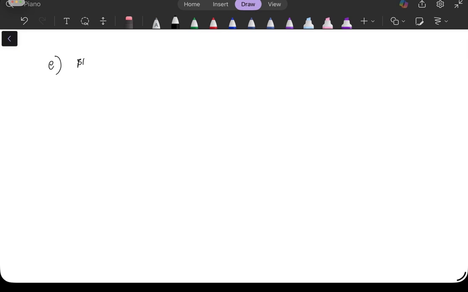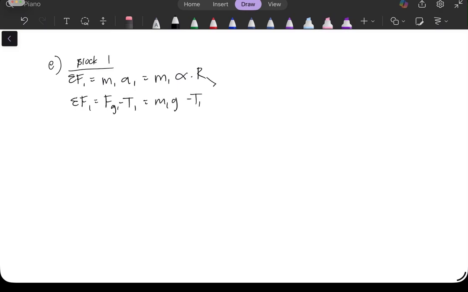So first I'm going to set up the linear motion for block 1. We know that net force is equal to mass 1 times acceleration, or we can expand this to alpha times big R. It's also equal to the downward force minus the upward force. We set these as equal to each other to isolate for T.